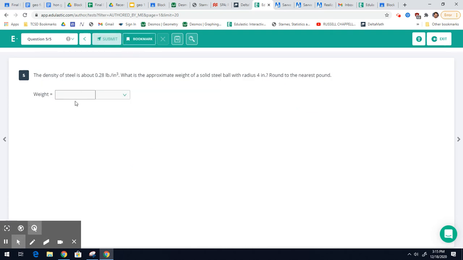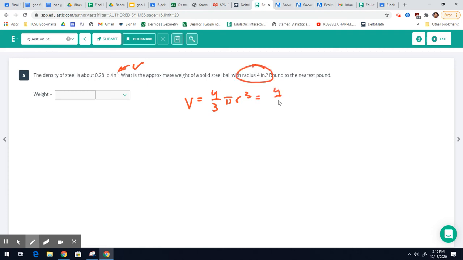And the last problem coming here says the density of steel is about 0.28 pounds per cubic inch. What is the approximate weight of a solid steel ball with radius 4 inches, round to the nearest pound? So that's a pretty basic problem here. We're going to find the volume of the steel ball, because inches cubed, that's volume, right? Density is mass by volume. So we're going to do volume equals 4/3 pi times r cubed. The r is 4. So 4/3 pi times 4 cubed.